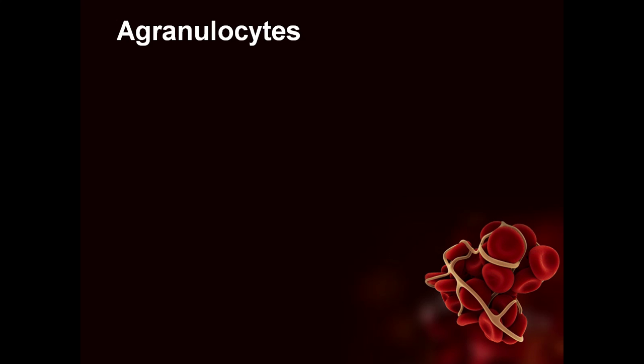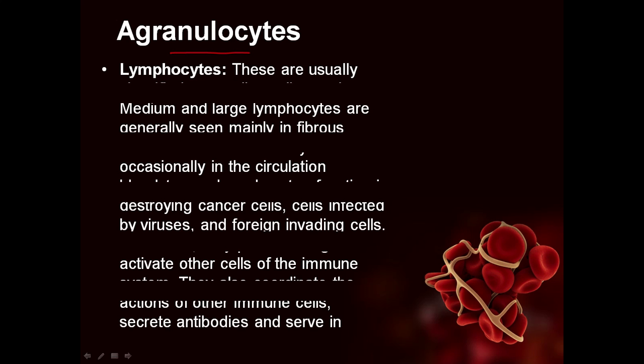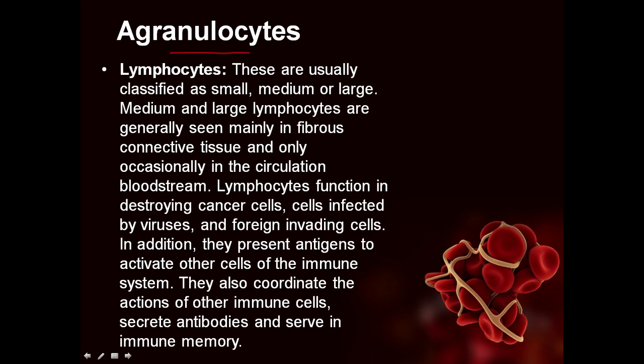Next is agranulocytes. Because WBCs are broadly categorized into granulocytes and agranulocytes. In the granulocytes, the basophils, eosinophils, and neutrophils we have seen. Let's come to the agranulocytes here. Agranulocytes, first type is lymphocytes. These are usually classified as small, medium, or large. Medium and large lymphocytes are generally seen mainly in fibrous connective tissue and only occasionally in the circulation of the bloodstream.